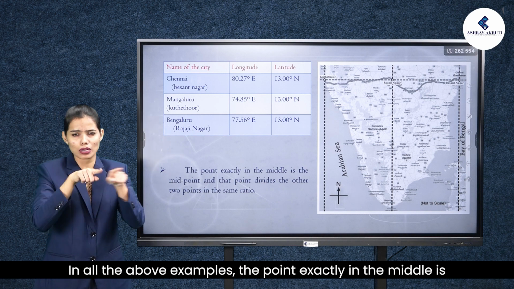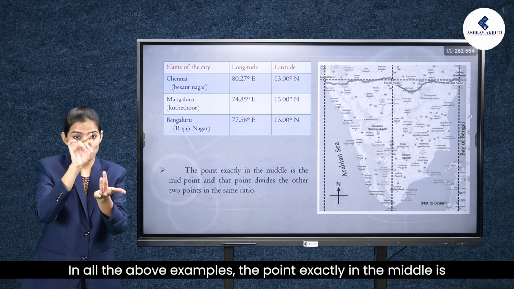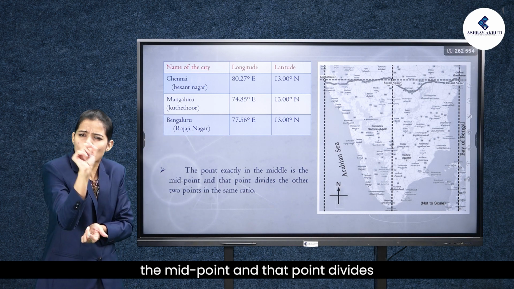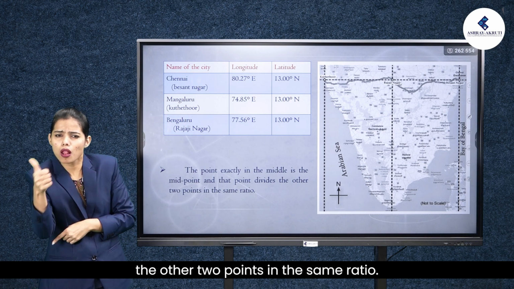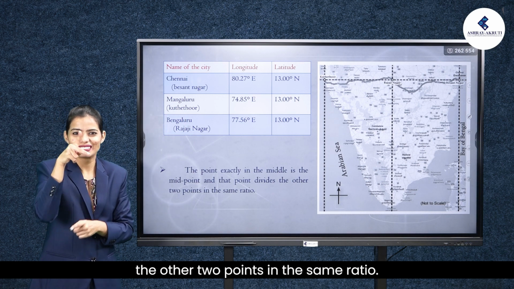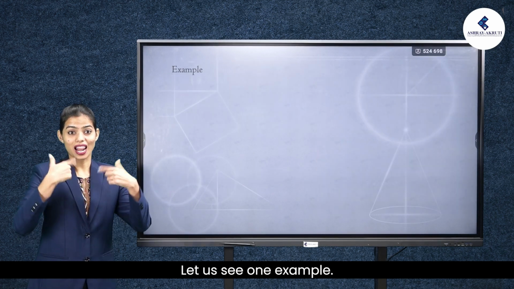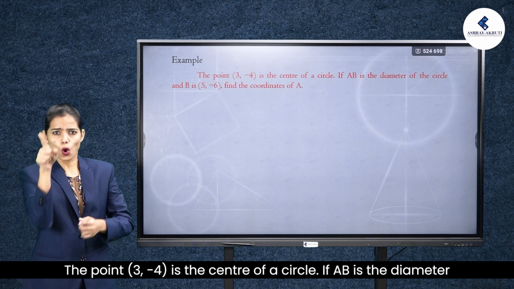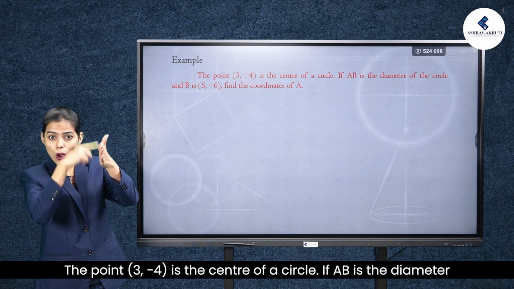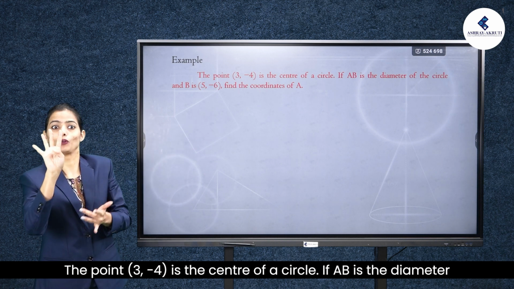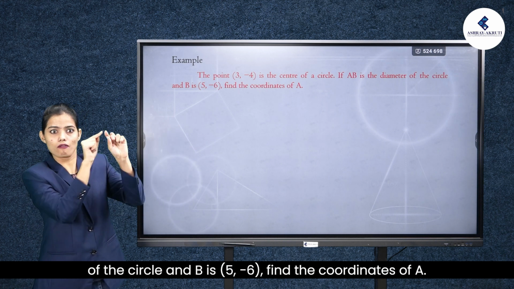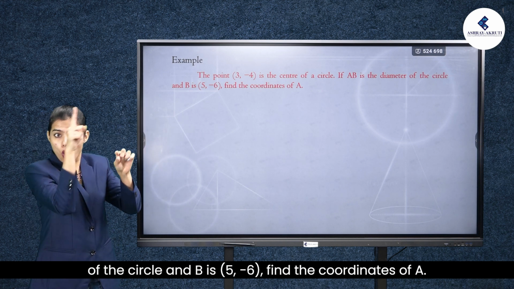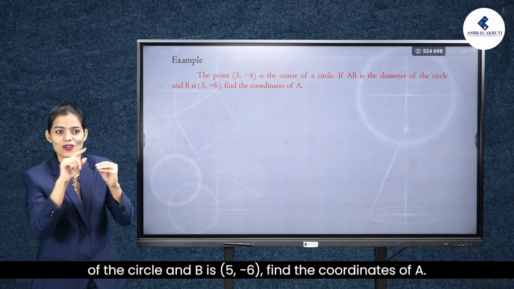In all the above examples, the point exactly in the middle is the midpoint, and that point divides the other 2 points in the same ratio. Let us see one example. The point (3, minus 4) is the center of a circle. If AB is the diameter of the circle and B is (5, minus 6), find the coordinates of A.